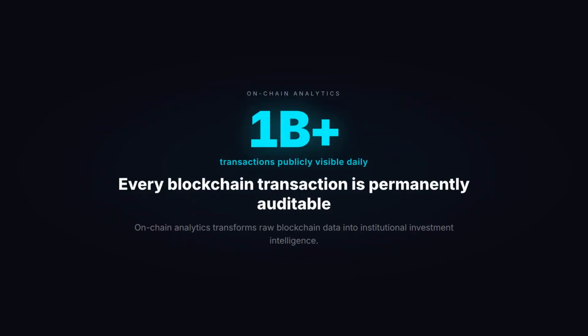Traditional financial markets operate on asymmetric information. Order books are opaque. Institutional positioning is disclosed quarterly with a 45-day lag. Blockchain technology inverts this paradigm entirely.